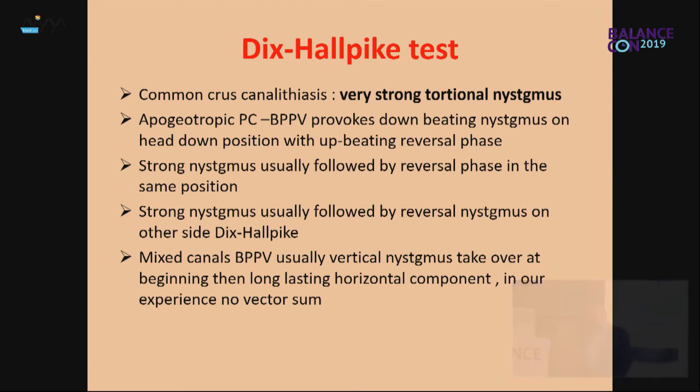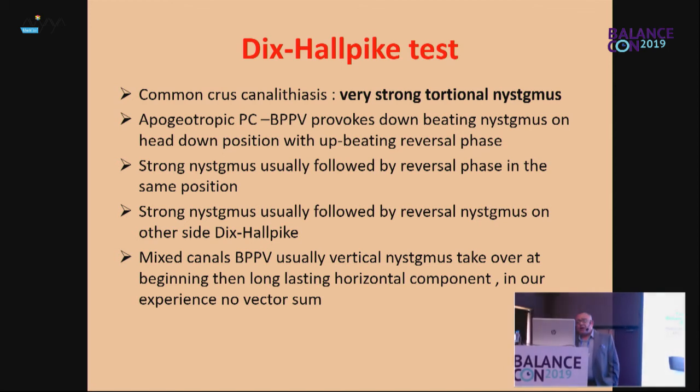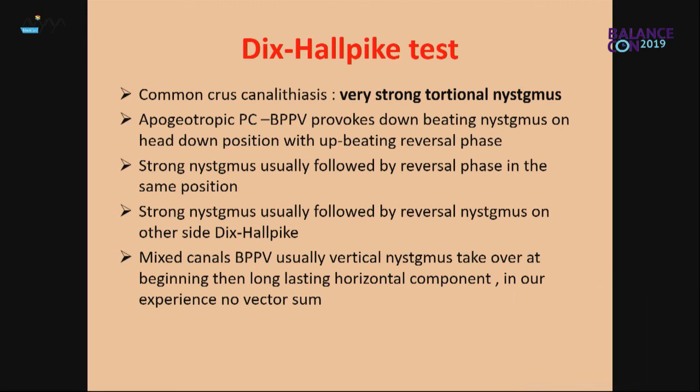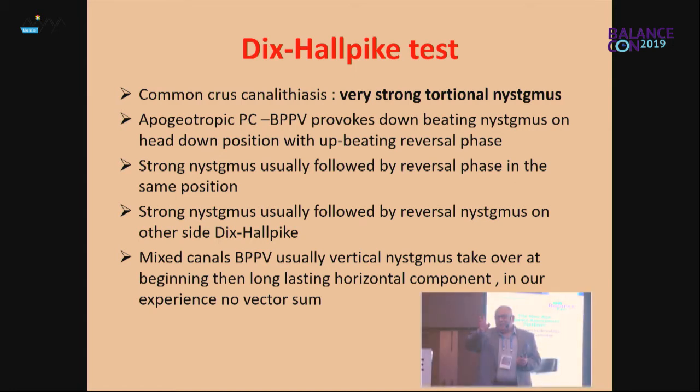So to summarize, in the Dix-Hallpike test, just some tips. Common canalithiasis can show very strong torsional nystagmus. Apogeotropic posterior canal BPPV provokes downbeating nystagmus in the head-down position with an upbeating reversal phase. A strong nystagmus is usually followed by a reversal phase in the same position. Sometimes with very strong positional nystagmus from the posterior canal, at the end of the upbeating torsional, you have a few beats of downbeating.